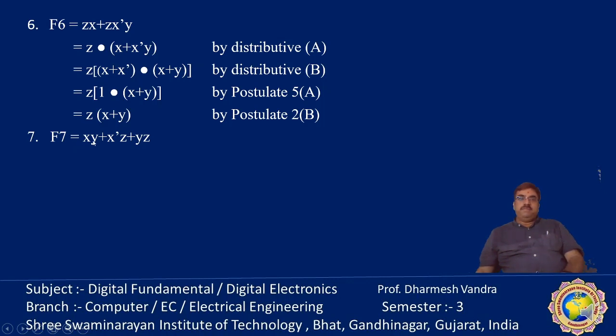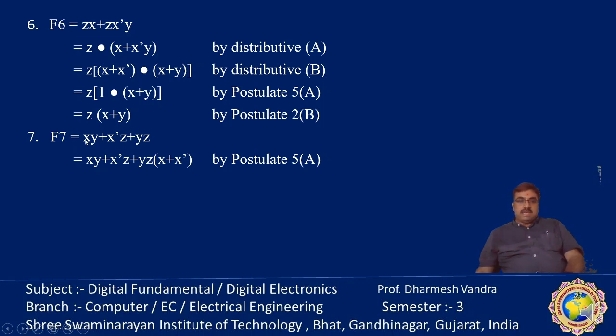F7 is xy plus x dash z plus yz. So for xy, x dash z plus yz, remember that every time it is not possible to reduce directly. Sometimes if we want to simplify, we have to add something here. This is one of the best examples. To reduce the whole function, we add 1 here. So instead of 1, we are adding x OR x dash as per the postulate.